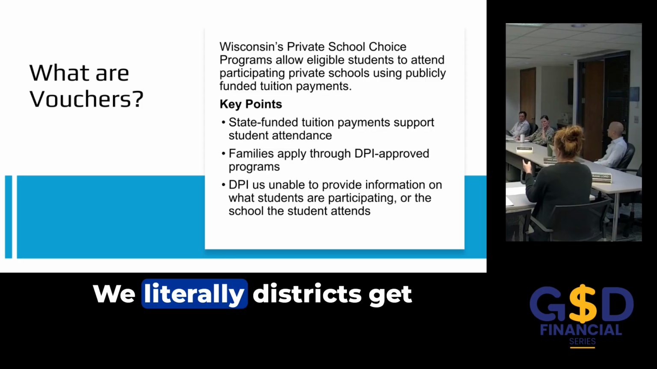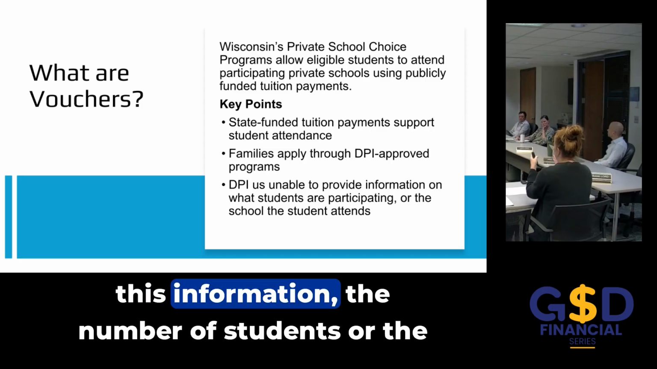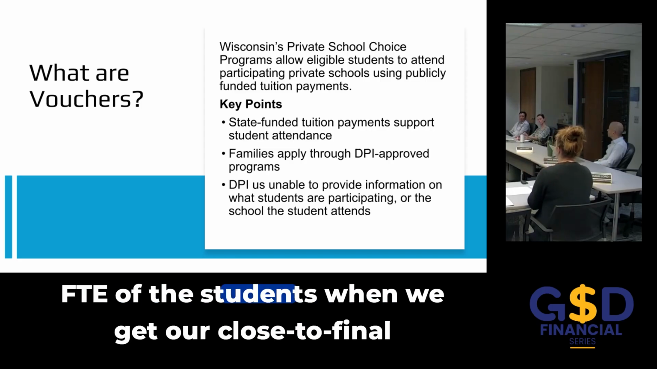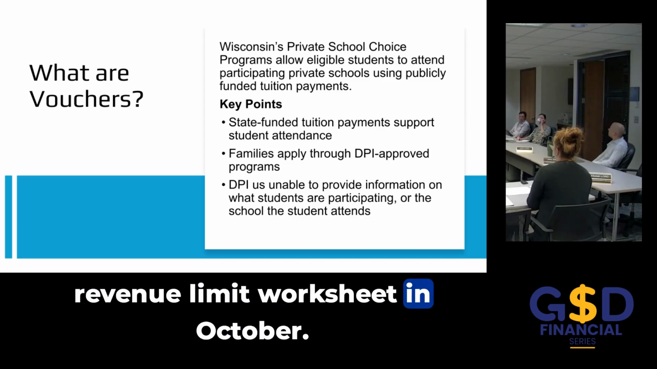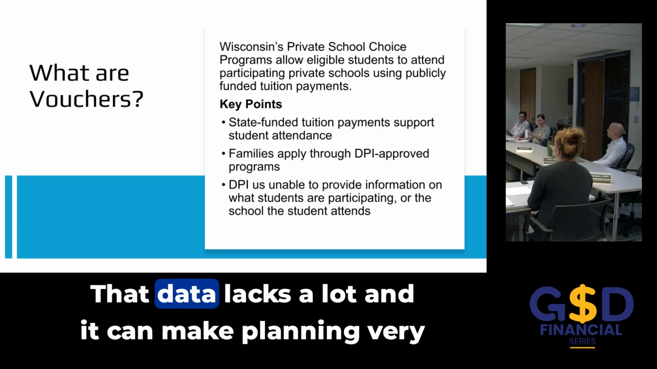Districts get this information, the number of students or the FTE of the students, when we get our close to final revenue limit worksheet in October. So that data lacks a lot, and it can make planning very hard.